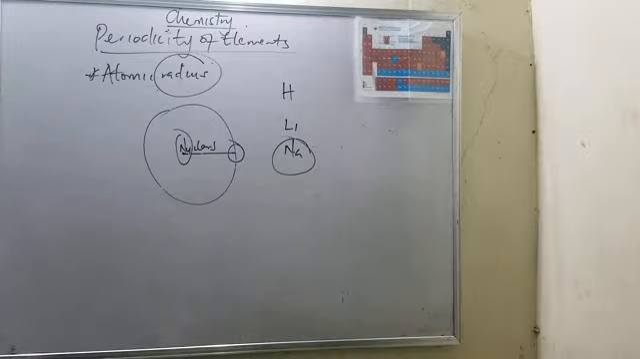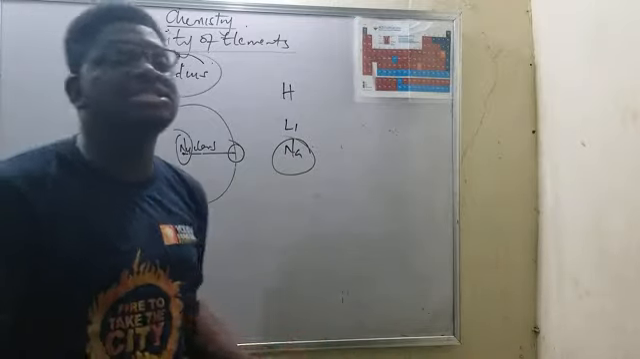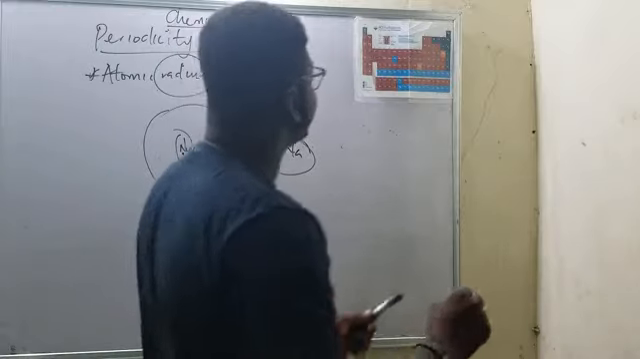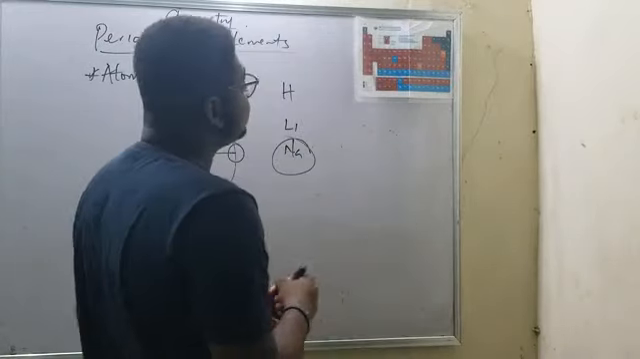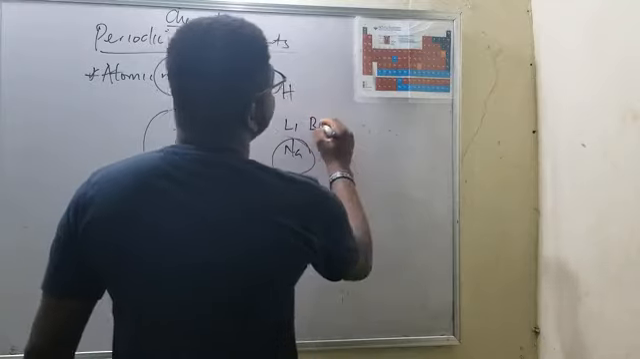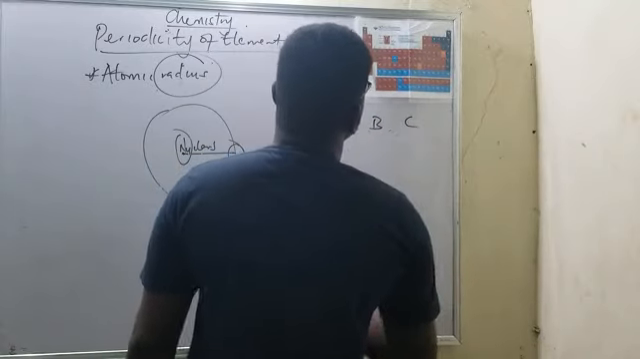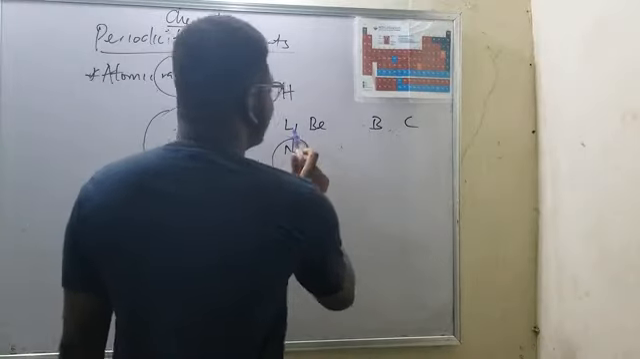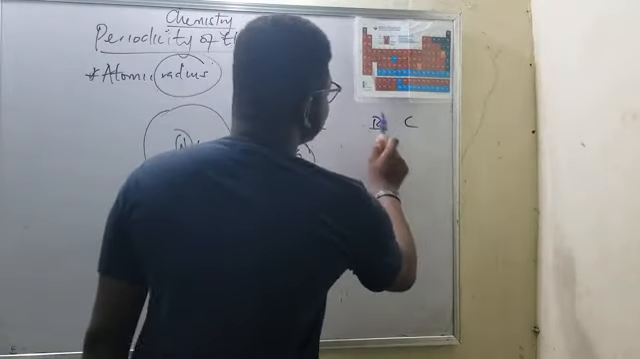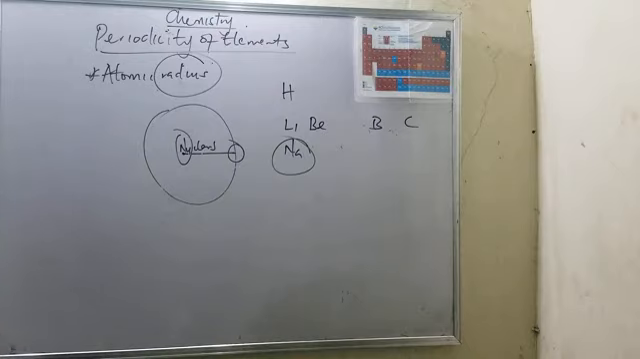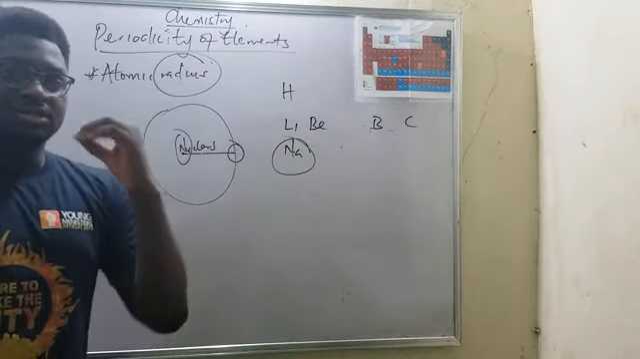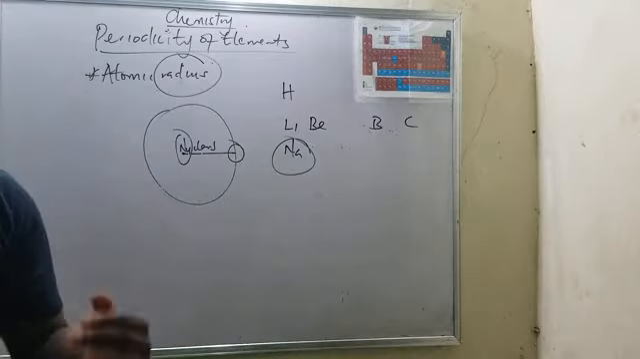So what can we say? Atomic radius increases down the group, but across the period we find out that it is not the same. Why? Let's use period 2 for example, where we have lithium, beryllium, boron, carbon. So across the period it is realized that this is smaller than this, smaller than this, smaller than this. How? Because of what we call nuclear charge.